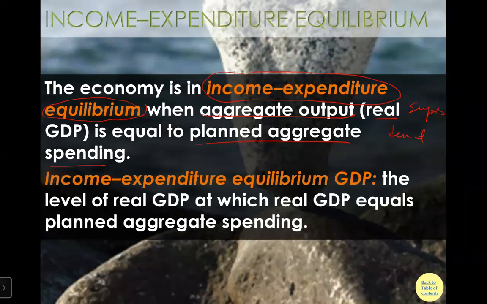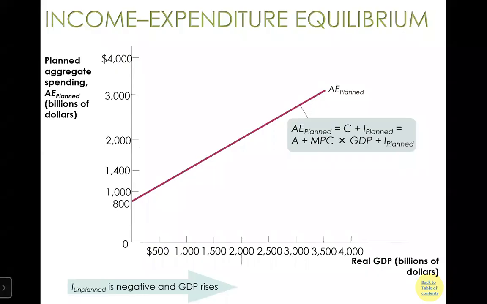We also have a definition of income expenditure equilibrium GDP, which is the level of real GDP at which real GDP equals planned aggregate expenditure. Like in the previous example, there's a particular level where they equal each other. Now we can look at this diagram to reinforce what we just learned, or just replay what we just discussed.